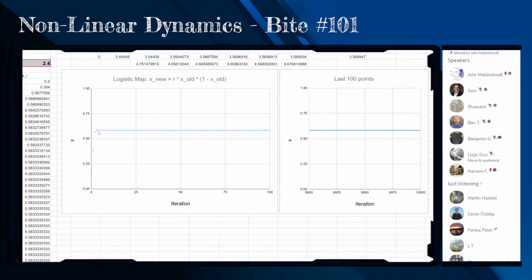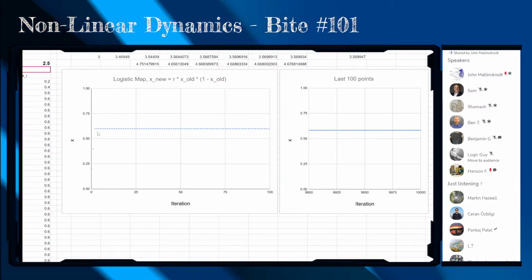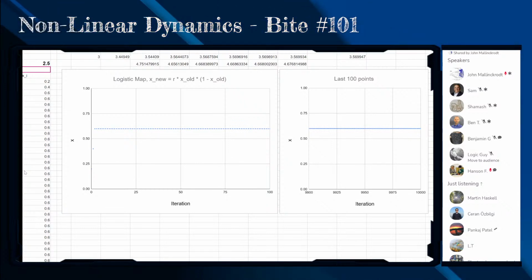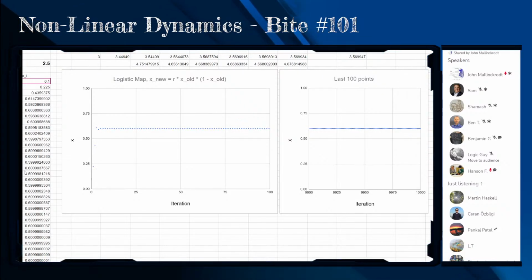Let's go to 2.5. Oh, let's see. What just happened? Oh, I see. Okay, so that's interesting. I didn't even know that. That's interesting that 2.5 had that character. Let me put a new starting point in. Interesting. So see, you discover things all the time.